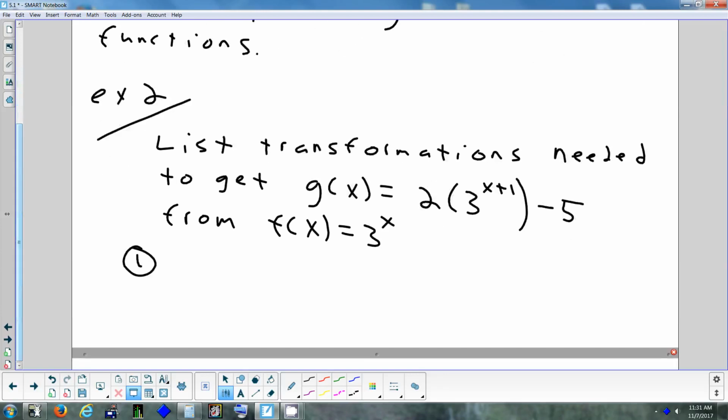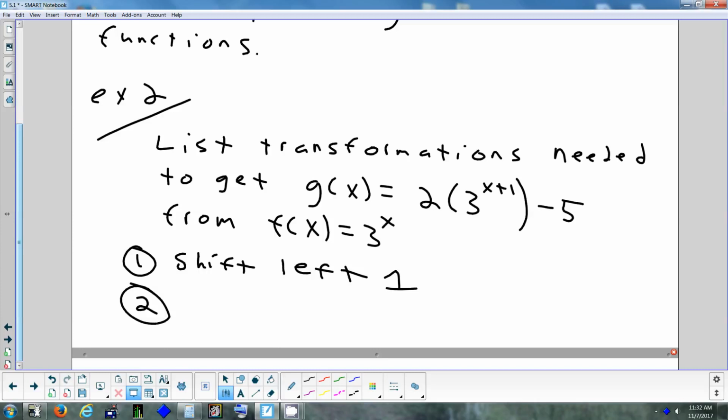Okay. Anyone think they could tell me what number we're going to focus on for the first transformation? You don't even have to tell me what it does. Just tell me the number. 1. We're going to focus on the plus 1. Now, somebody else tell me what the plus 1 is going to do. So you're doing a plus 1 to the x. That's kind of like doing this. You're adding it right to the x. Very different than putting it on the outside. It would be a horizontal shift to the left. Yep. We're going to shift left 1.